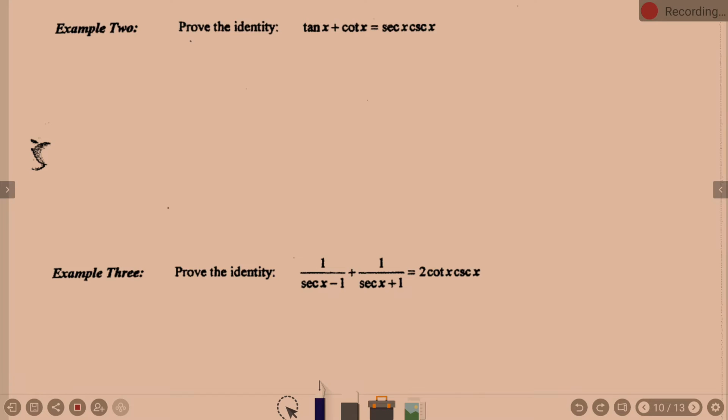Okay, so my plan is, what am I starting with? Tan x plus cotangent x. So that's what I'm manipulating. That's what I'm working with. What am I trying to get to? Secant x cosecant x.